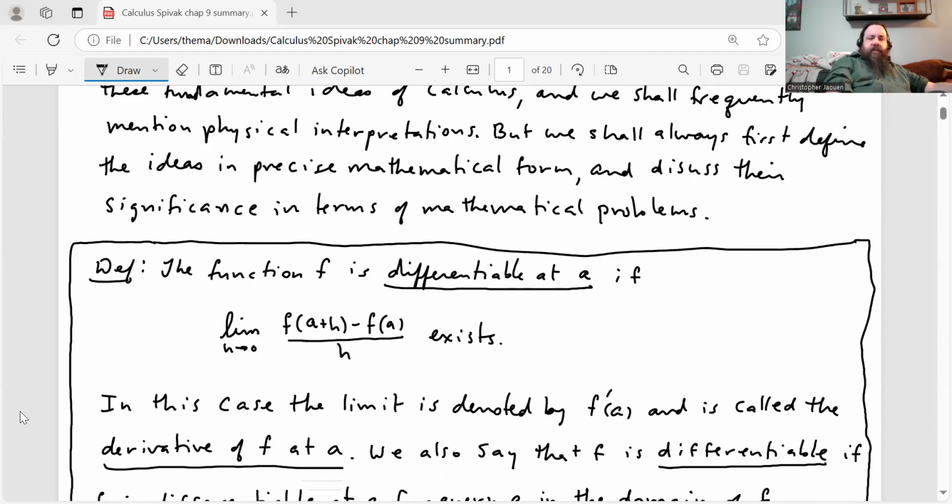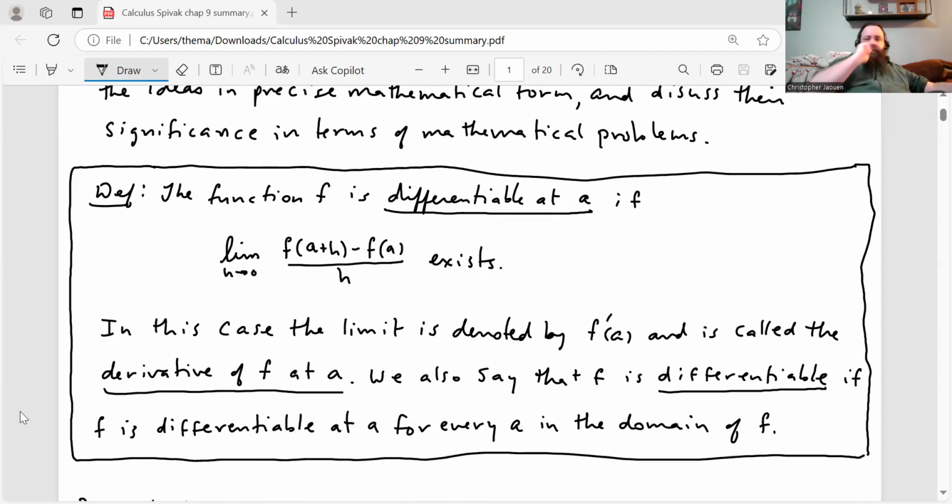So let's start with the definition. The function f is differentiable at a number a if the limit as h goes to 0 of f of a plus h minus f of a, over h, exists. In this case, the limit is denoted by f prime of a and is called the derivative of f at a. We also say that f is differentiable if f is differentiable at a for every a in the domain of f.